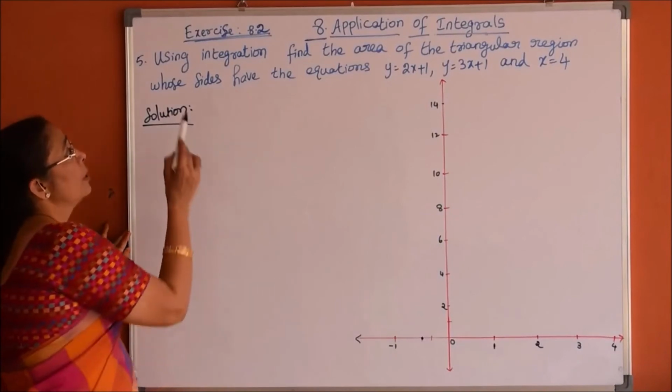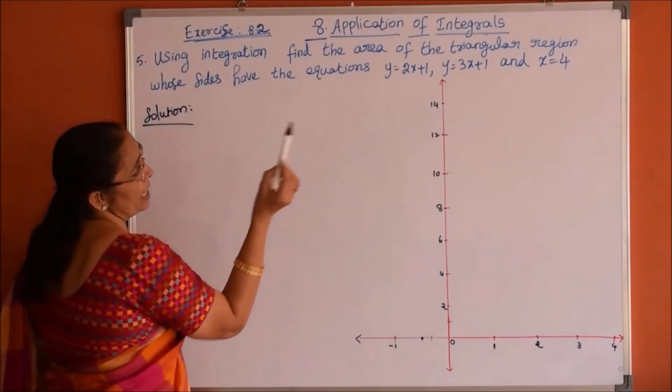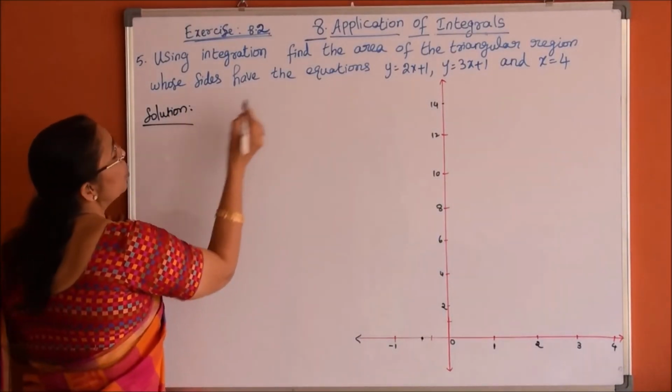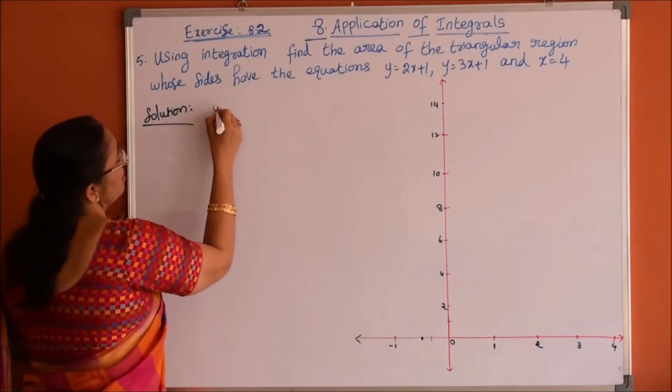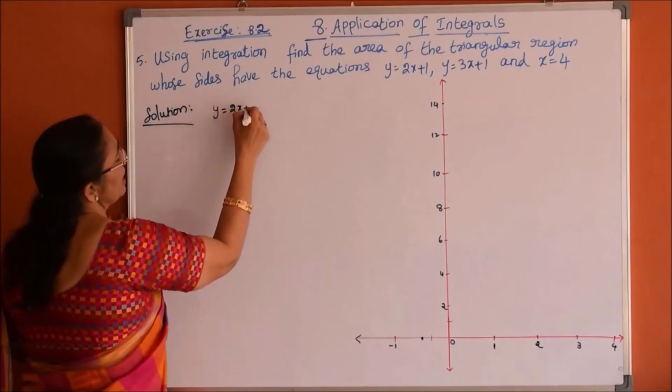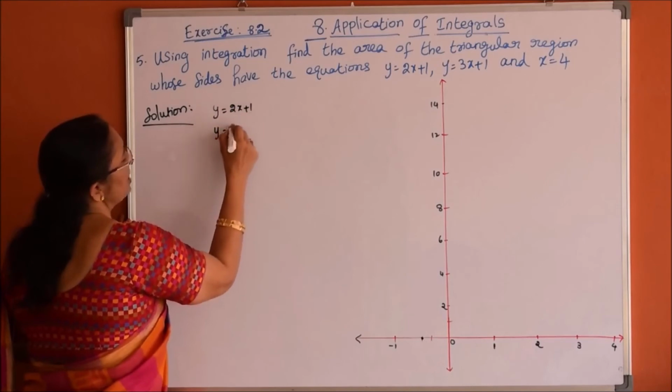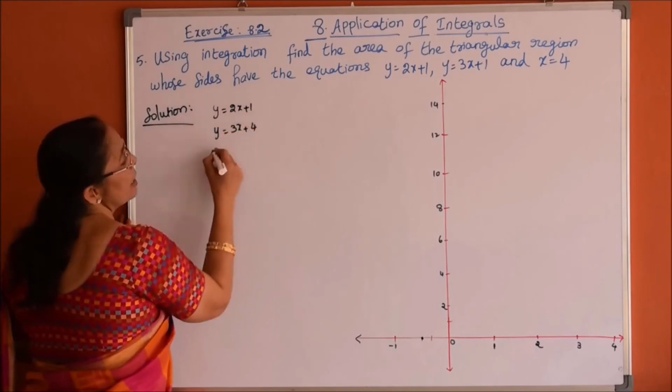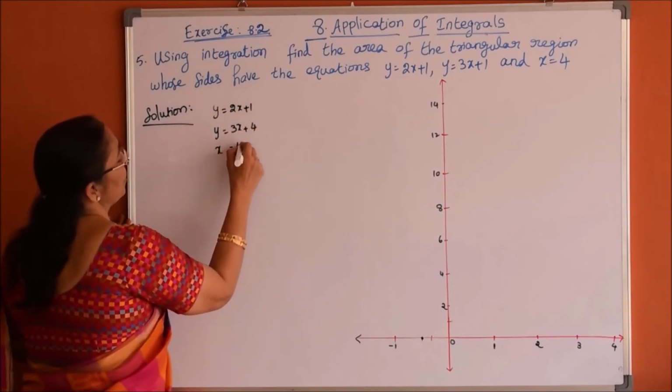Fifth problem, using integration, find the area of the triangular region whose sides have the equations. First equation, y is equal to 2x plus 1. Second one, y is equal to 3x plus 1. And third one, x is equal to 4.